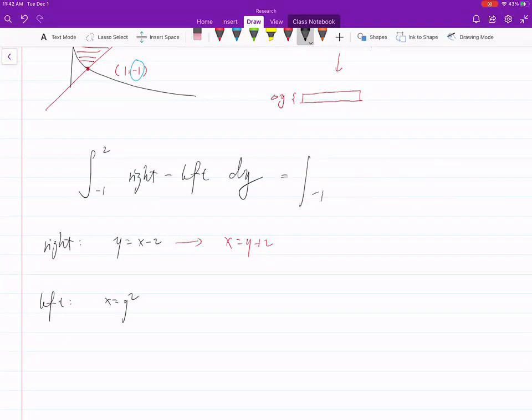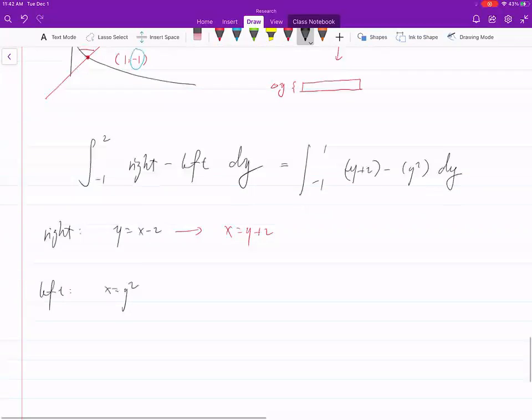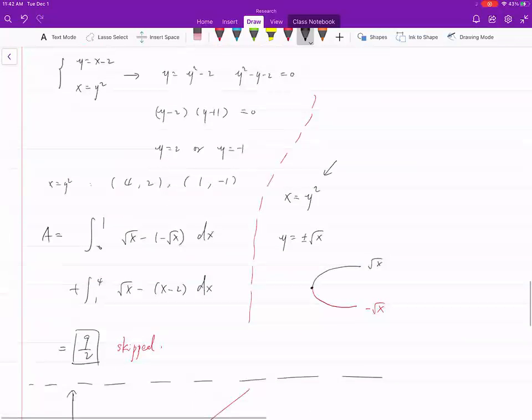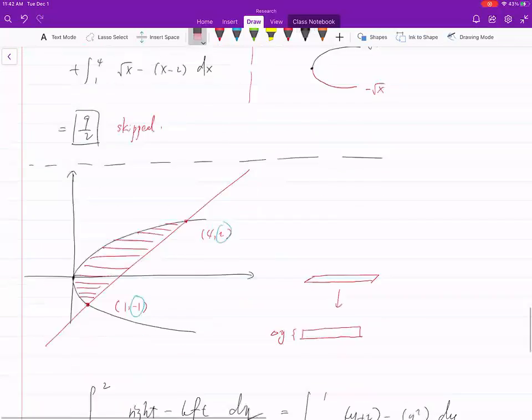Sounds good. Okay. Now from here, you can see this one is way easier than the one we just wrote down, which has two parts, plus you have square root to handle. This one is really quick.